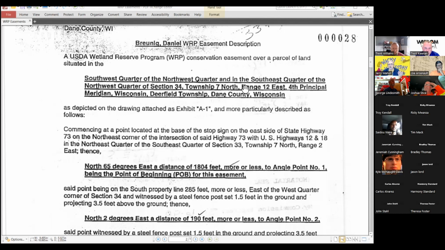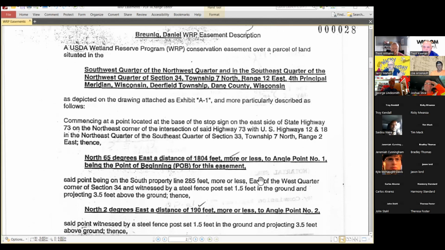It's located in the corner, it's your typical capture. Commencing at a point located at the base of a stop sign on the east side of State Highway 73. Okay. That's bad enough. North 65 degrees east. Now, it says, as depicted on a drawing attached as Exhibit A1, okay? North 65 degrees east, a distance of 1,800 feet, more or less, to angle point number 1, being the point of beginning for this easement. Okay, not the true point of beginning, though.